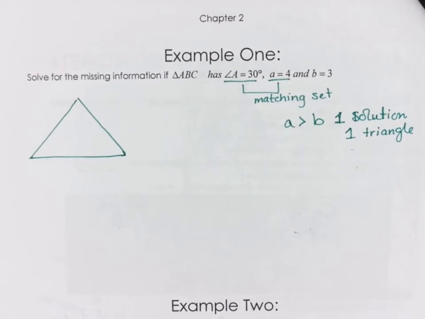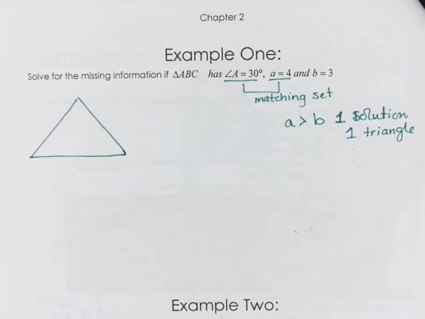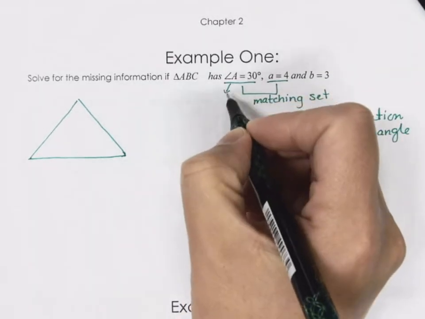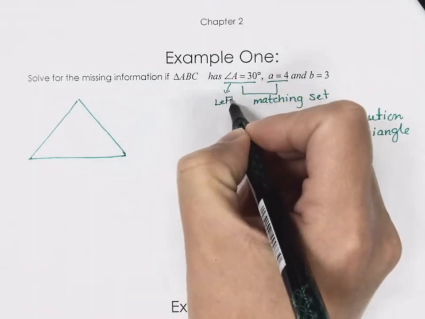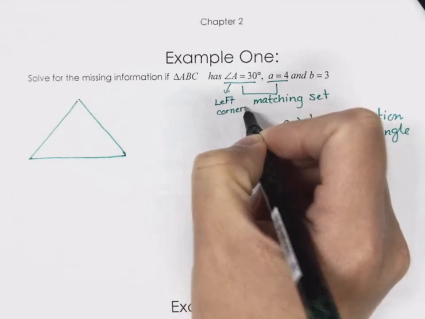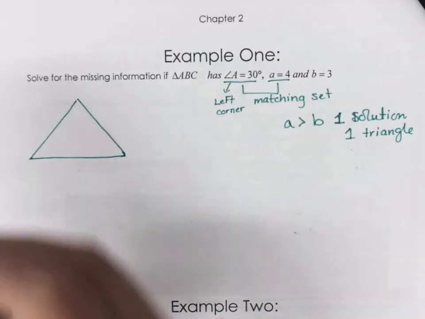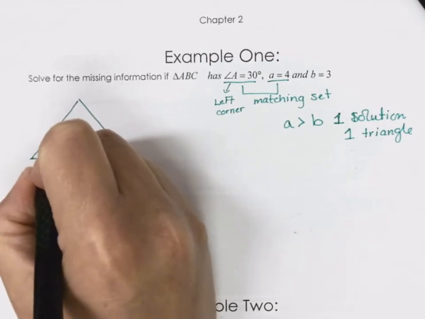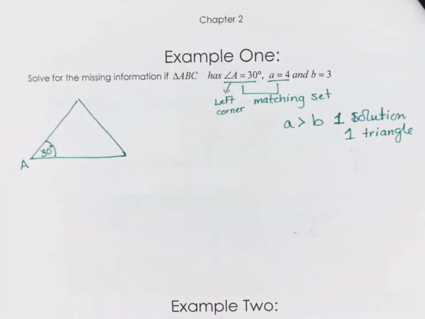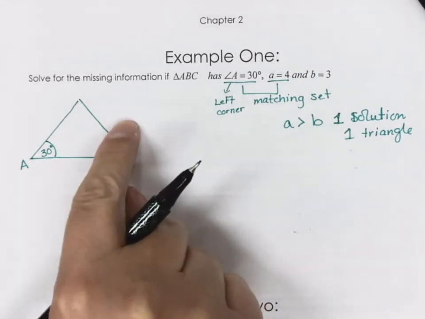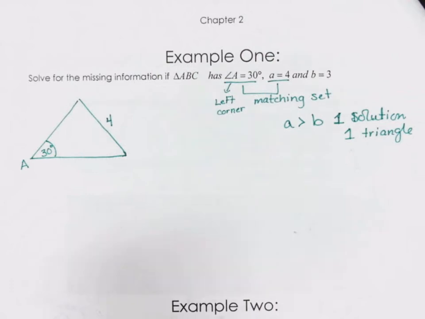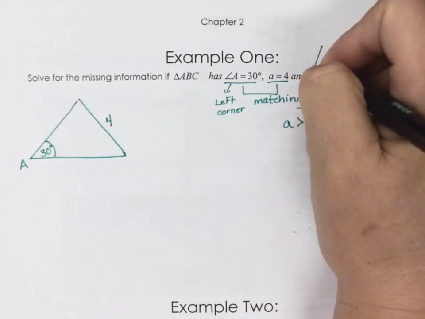All right, so remember yesterday I said that I was going to get you to label triangles in a very specific way. So here I'm going to put some rules on you. Your matching set: the angle is always in your left corner. Okay? So this means that my 30 degrees goes there. So where's side A? It's across from it, right? It's on this side right here. So there's my 4.